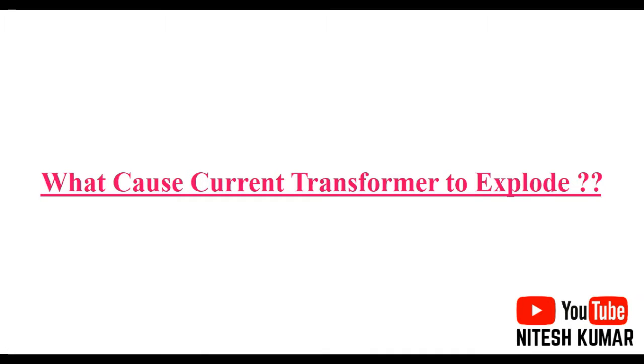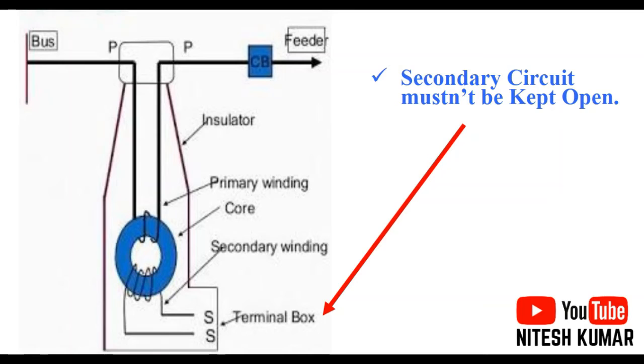If we talk about what caused the current transformer to explode, the first reason is that the secondary circuit must not be kept open. The arrow in the picture shows the secondary circuit. On the top you can see the P, which is the primary winding, and the blue circle is the secondary winding. Here you can see 2S is there, first one is this and another one is this, 2S.